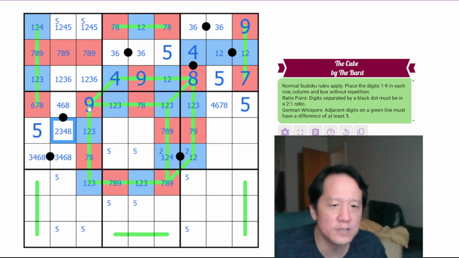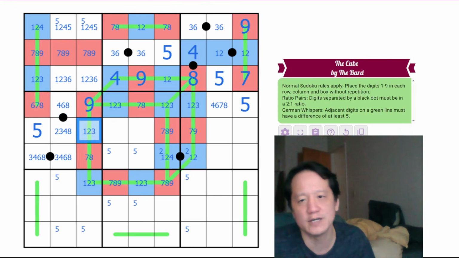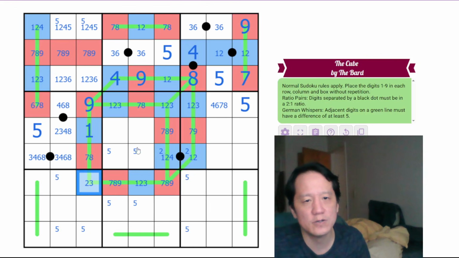Where is the 1 in this left central box? Cannot be here because of the way that the black Kropke dots work. These are all high, so it has to be here. So this is 1, which eliminates 1 here.